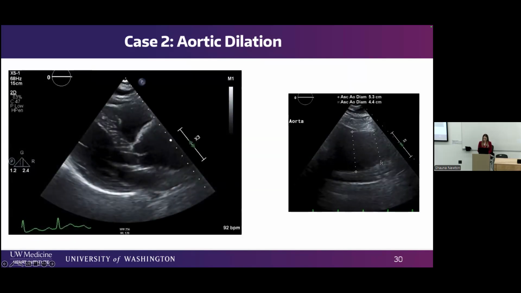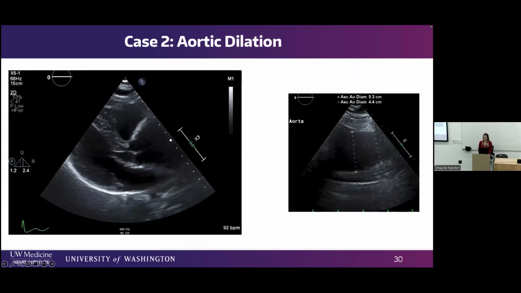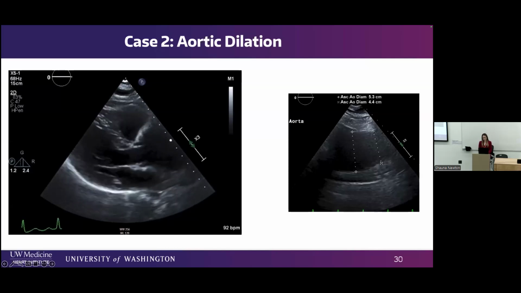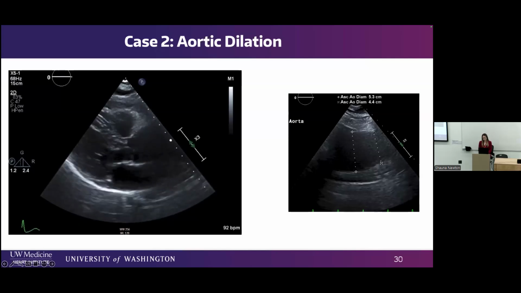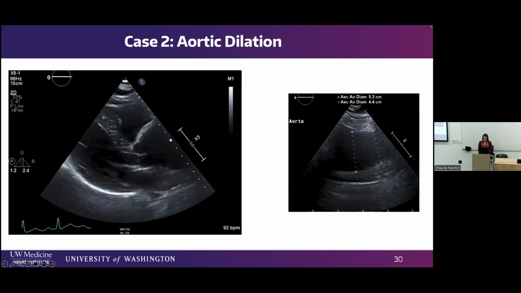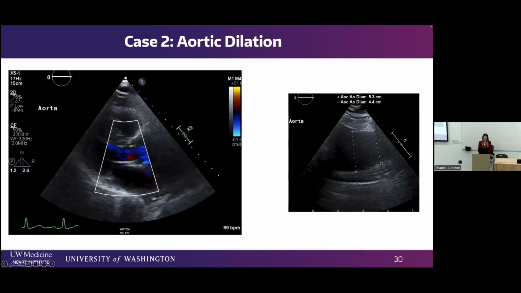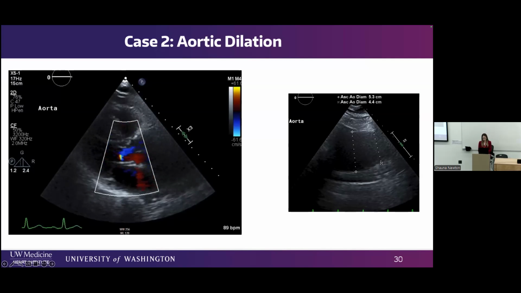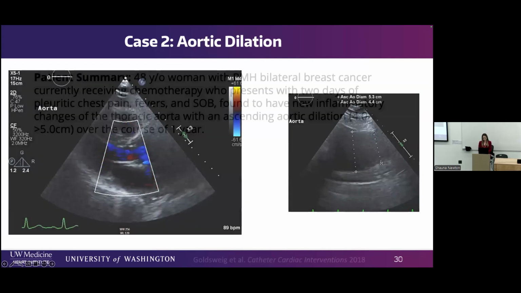An echocardiogram was obtained, mainly notable for a large aorta. She had normal biventricular size and function. She had no significant wall motion abnormalities, and she had mild to moderate aortic regurgitation. As we can see, she is noted to have severe dilation of the ascending aorta measuring 5.3 centimeters.